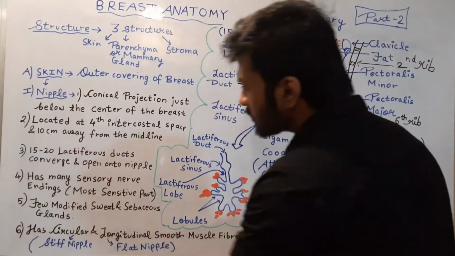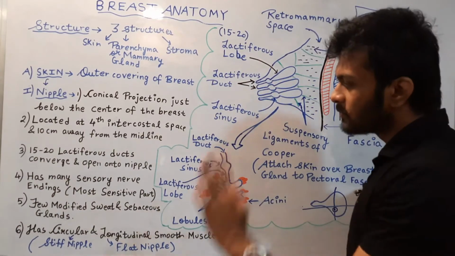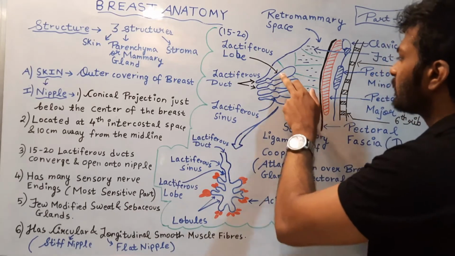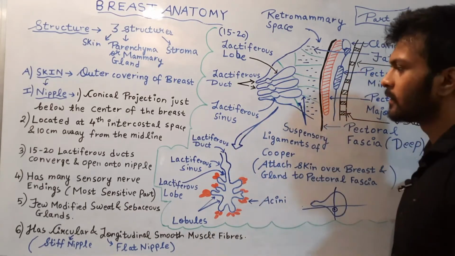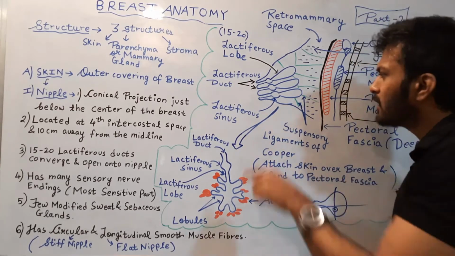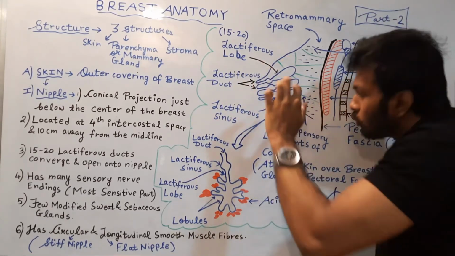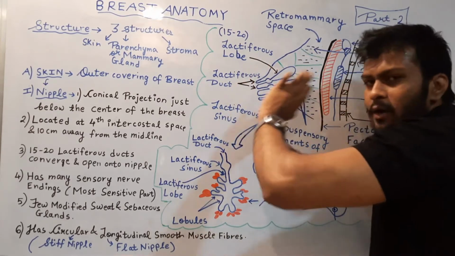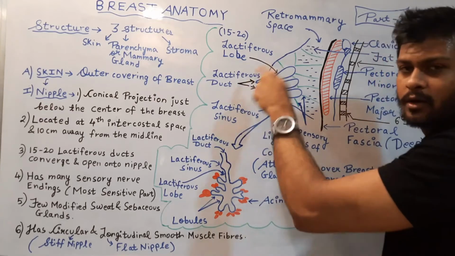15 to 20 lactiferous ducts will converge and open onto the nipple. So for the sake of understanding, I have only shown 3 lactiferous ducts over here. Okay, so like this there will be 15 to 20 lactiferous ducts present, and they will converge. All 15 to 20 lactiferous ducts will converge and open onto the surface of the nipple.